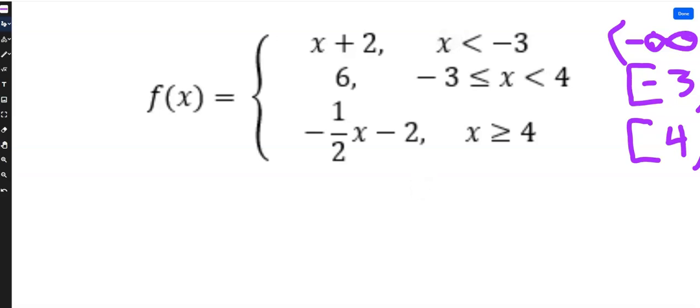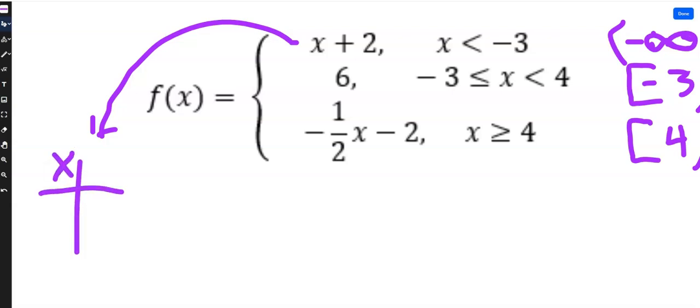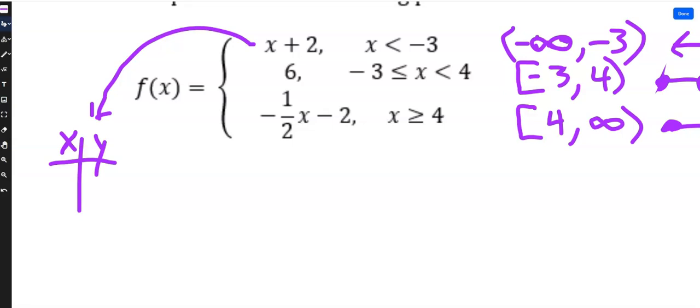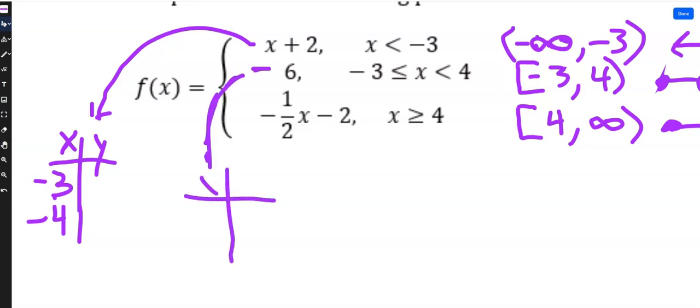Well, I would suggest that we start with making tables. So we're going to make a little XY chart. And according to the information, I'm going to start with negative 3. And then I want to pick something that's in the interval. Of course, it has to be smaller than negative 3. So I'm going to pick negative 4. Okay. Well, how about the middle one? We're going to make a chart for that one too.